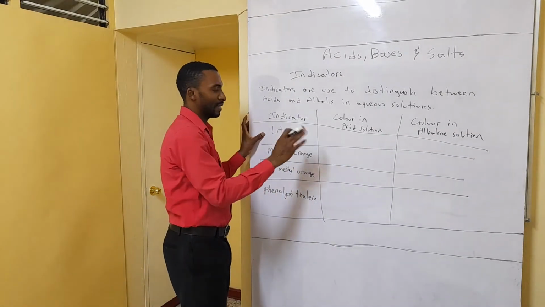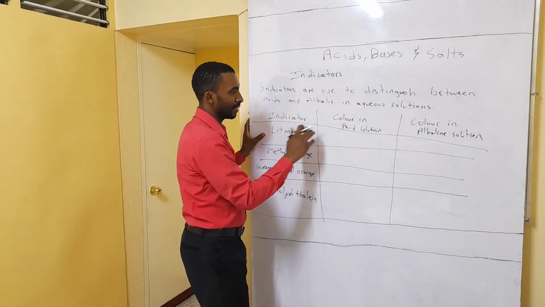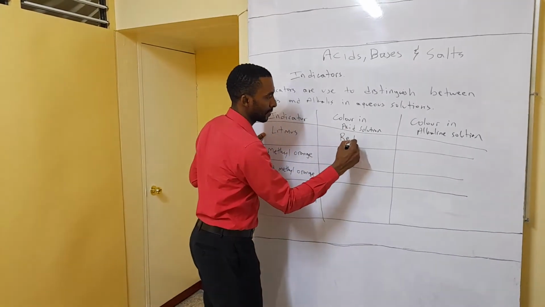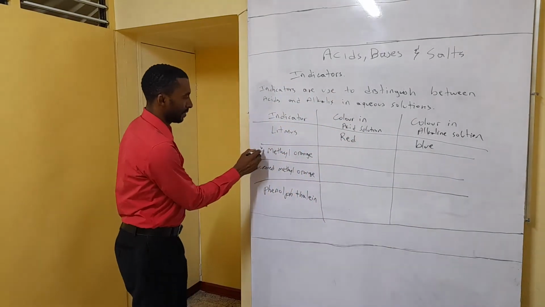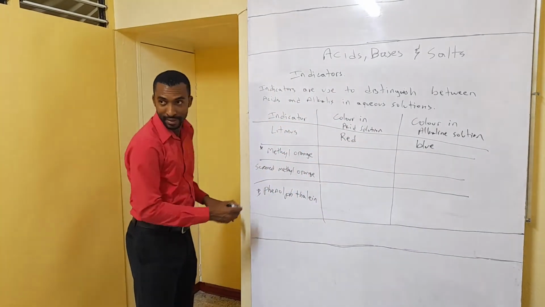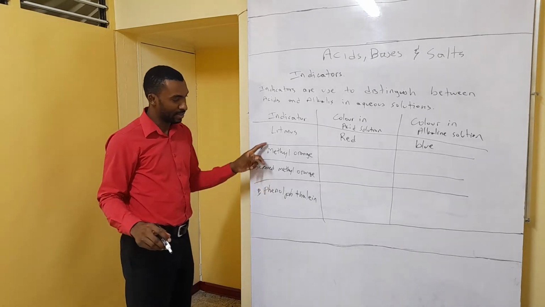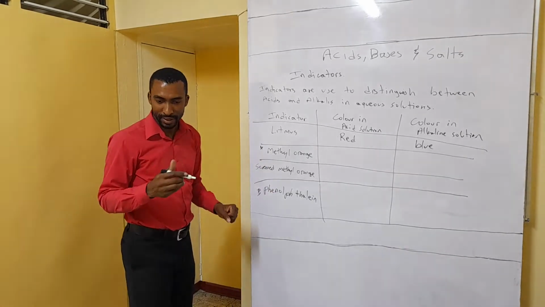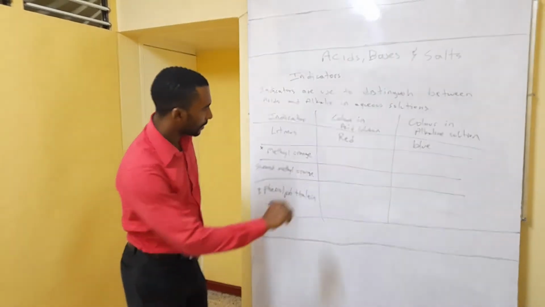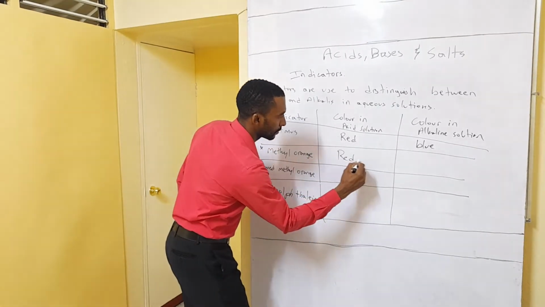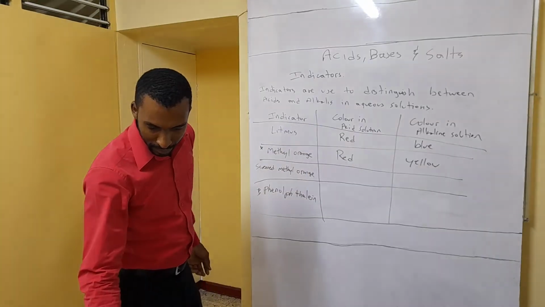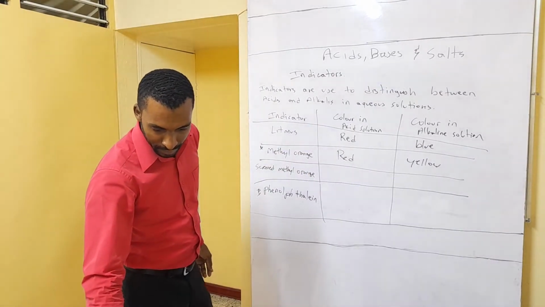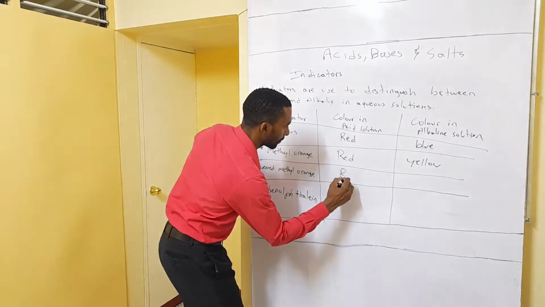We are familiar with litmus because we talk about it every day. In acid it's red, in base it's blue. But you have to be familiar with methyl orange and phenolphthalein for the practical exam. They will use these as the indicator when they do the titration. So methyl orange is red, yellow.